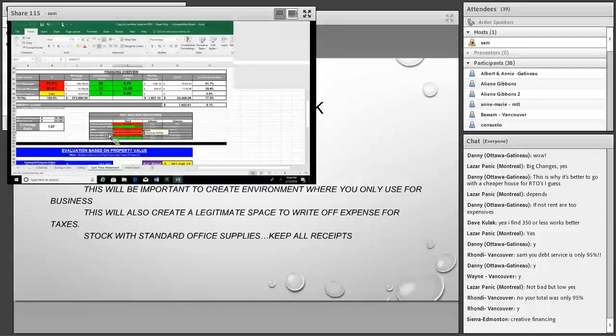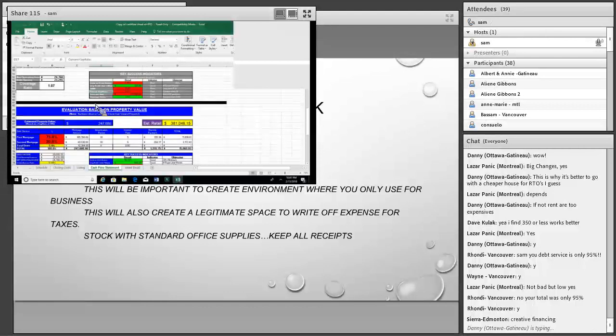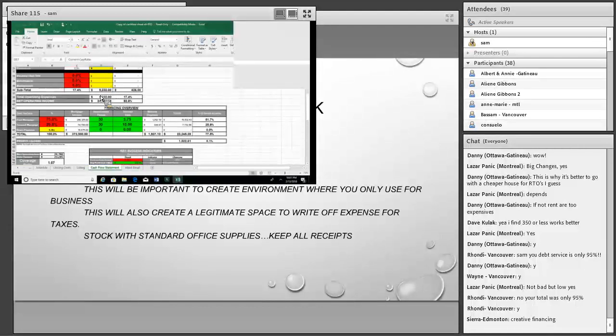Exactly, Sierra, you're absolutely right. So the cap rate needs to be at 10 because it allows for creative financing. At 6, there's very little in the way of creative financing that's possible. Now, think about this. If I pay, you know what, I'm going to go back to the whiteboard, okay?